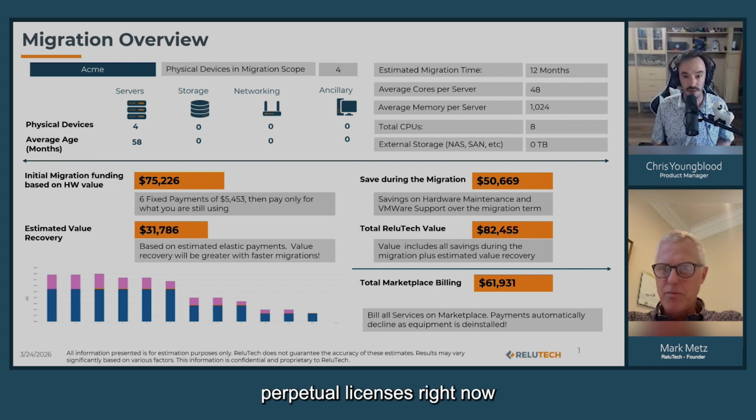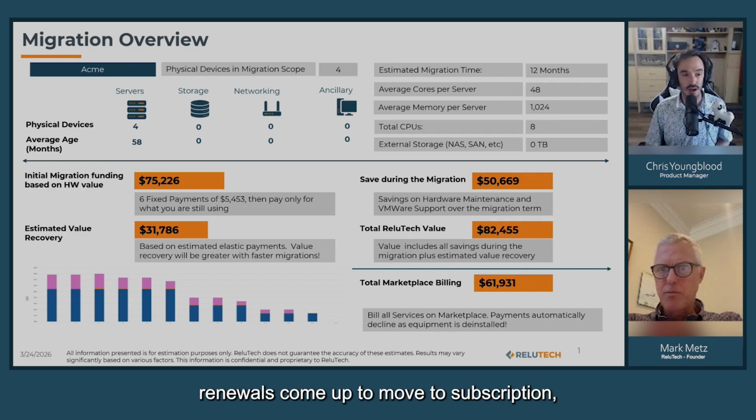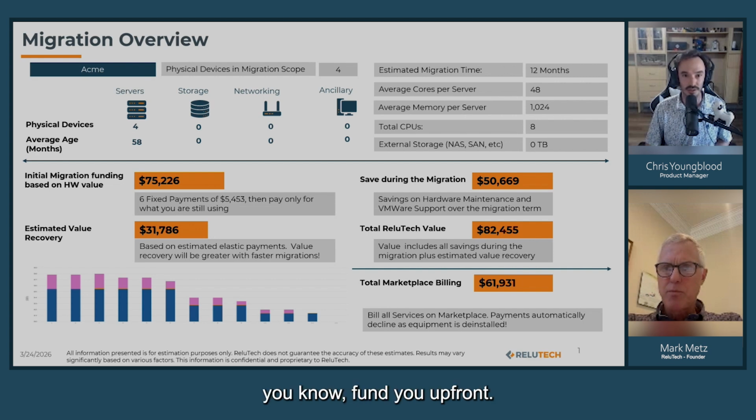If you're on VMware perpetual licenses right now and you haven't moved over to subscription yet, maybe you've been thinking about migrating to one of the major hyperscalers, talk to us now, because trust me, it's the time. When these renewals come up to move to subscription, the costs are going to be pretty substantial. And if you haven't already set up a plan in place, then it can start to really add up over just a few months. So we try to make sure that we can get you out of that long before it matters and fund you up front so whatever migration costs occur, you can eliminate those.